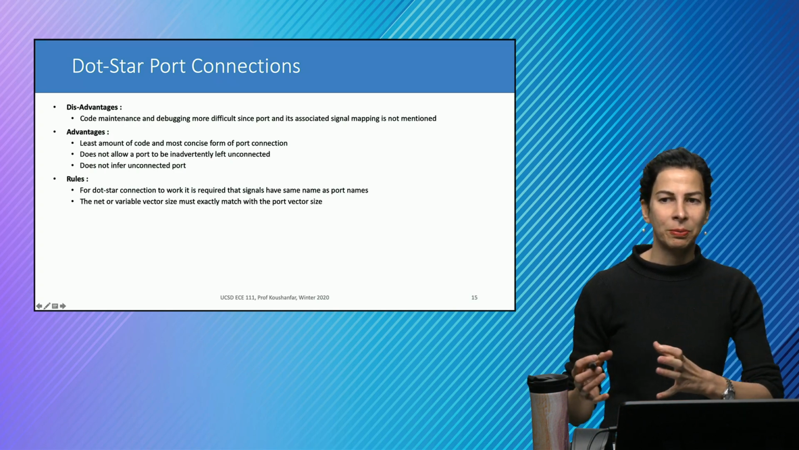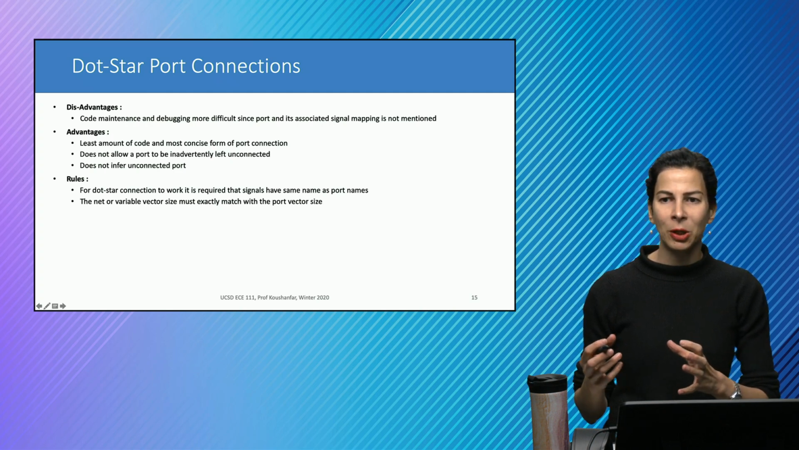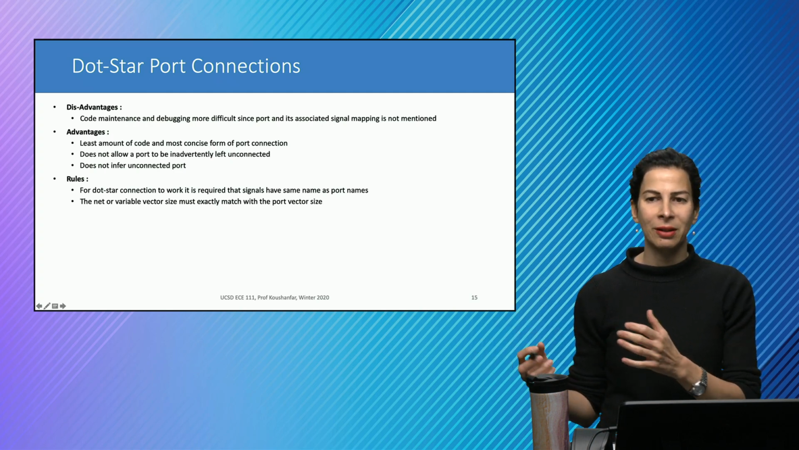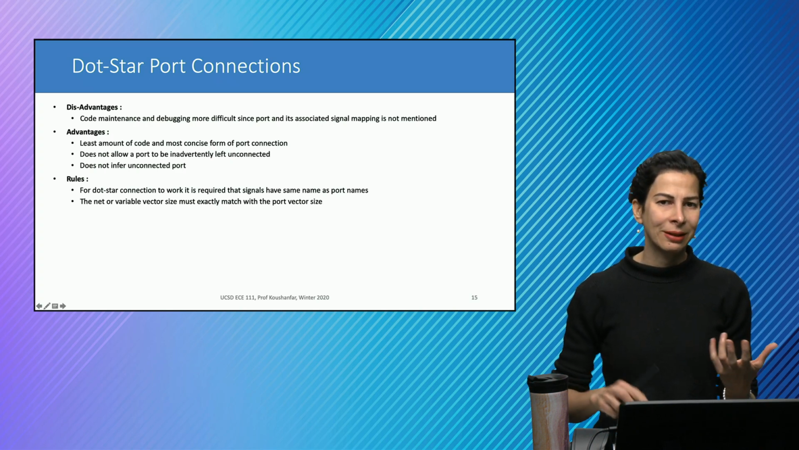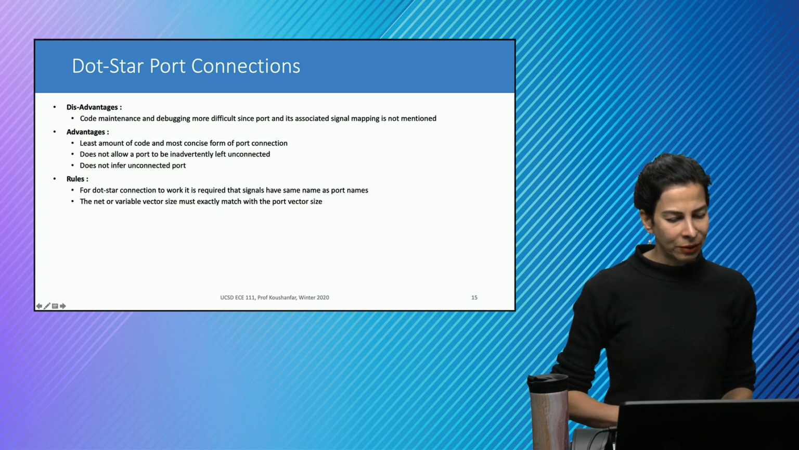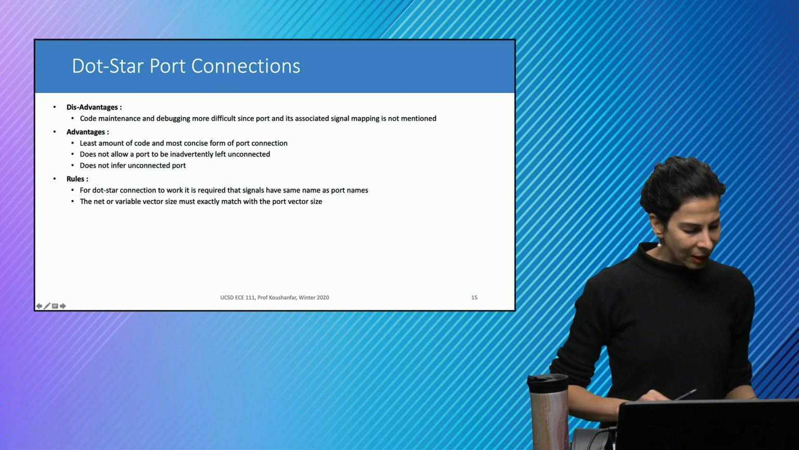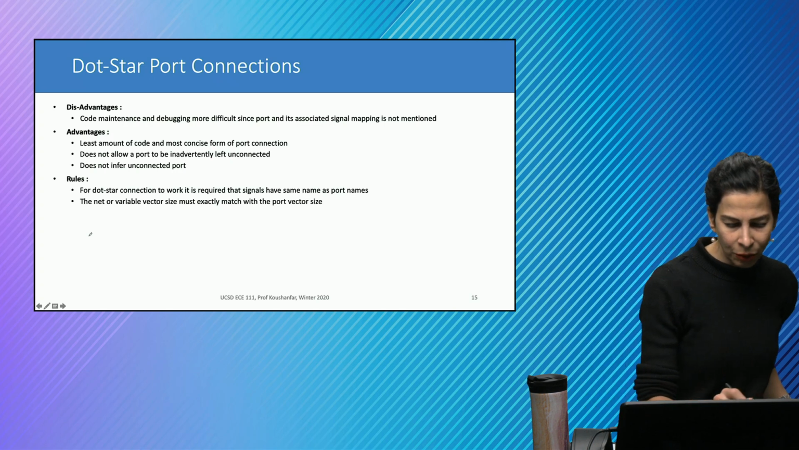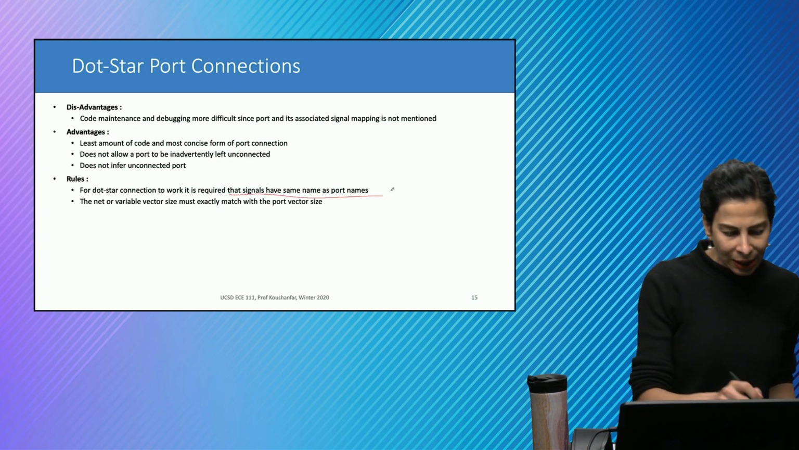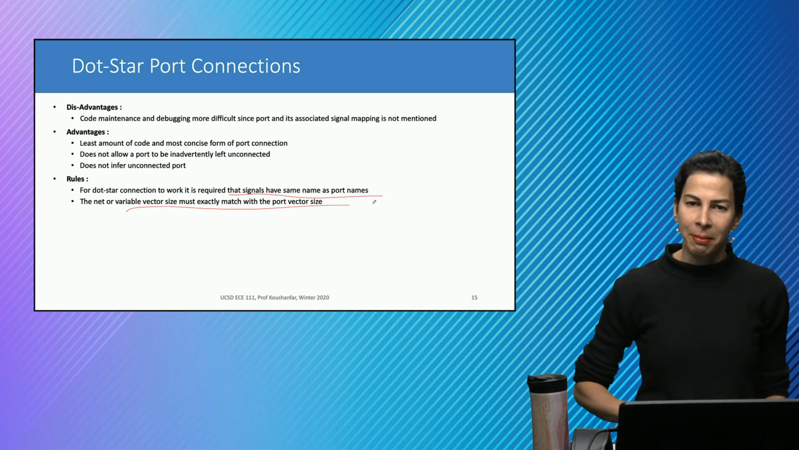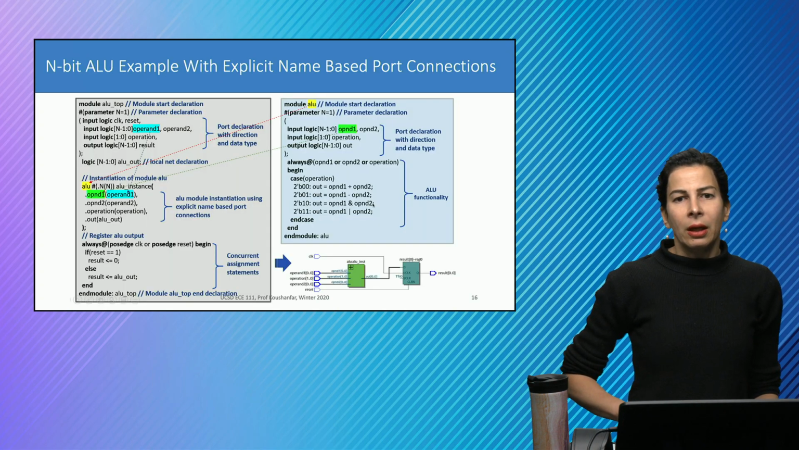Anytime you specify a submodule, you go and look at the declaration of the submodule, put the variable names, and then you just basically do this and connect it. So again, the rule here is to have the same names as port names, and the sizes, of course, should exactly match each other.